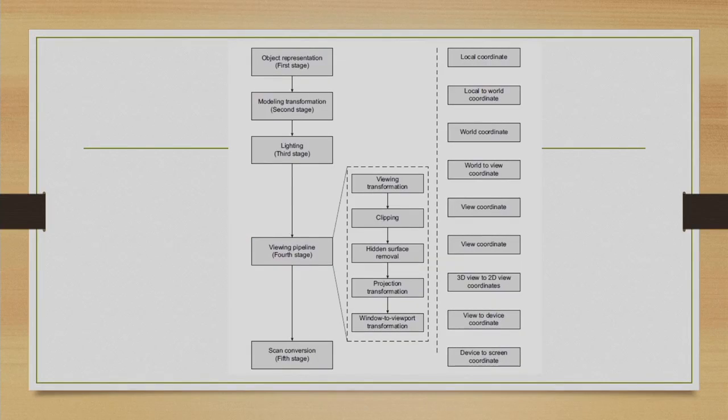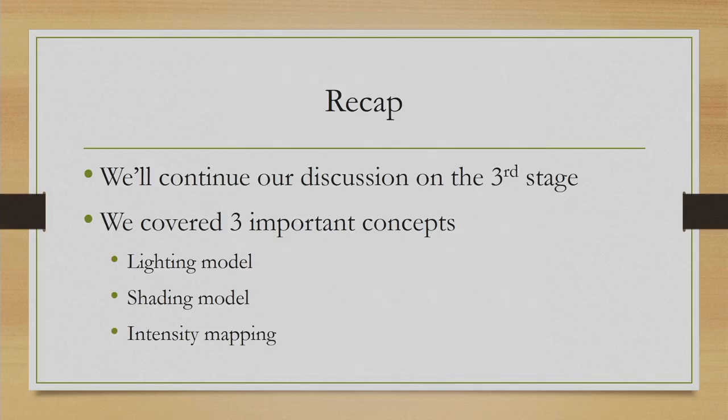Currently we are discussing the third stage of the graphics pipeline. We have already covered the first two stages in our earlier lectures, and currently we are discussing the third stage, that is lighting or assigning color to the surface points of objects in a scene. We have already covered three topics in this stage, namely lighting, shading and intensity mapping.